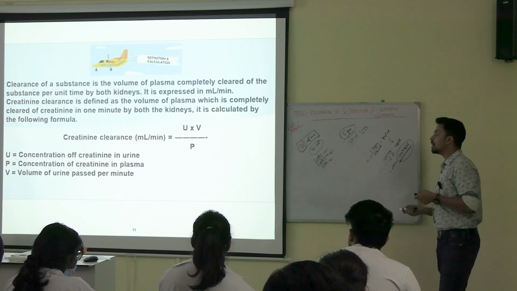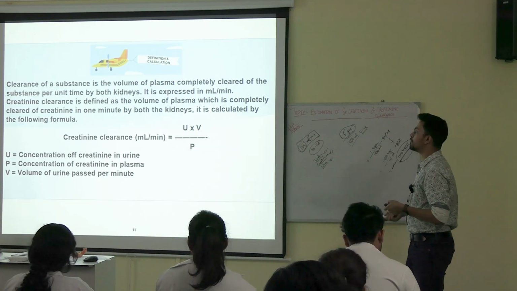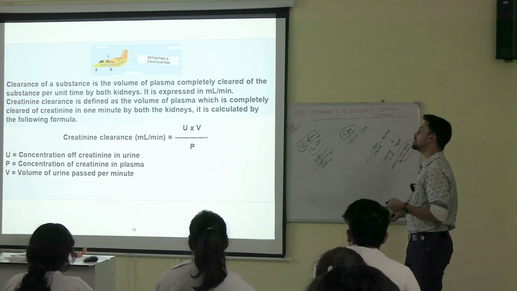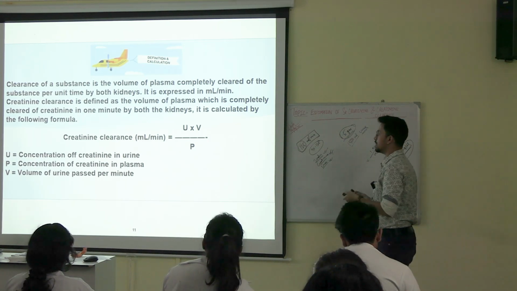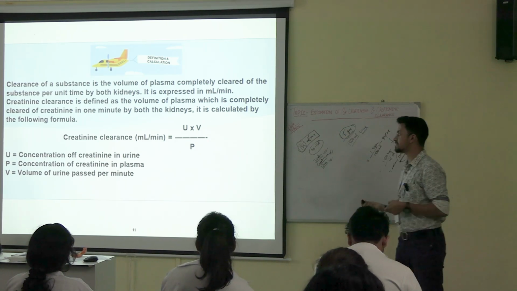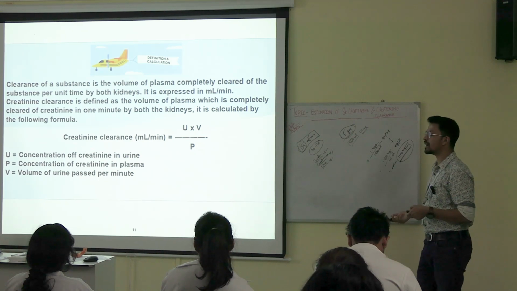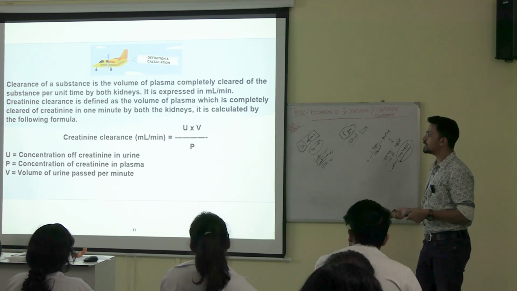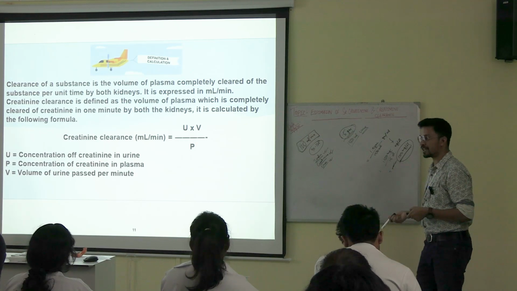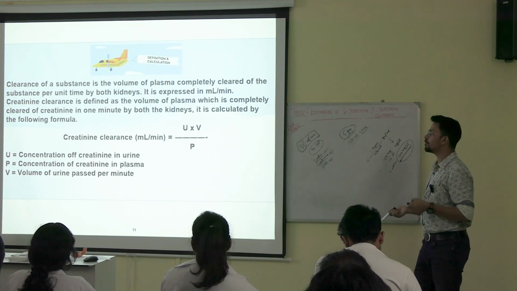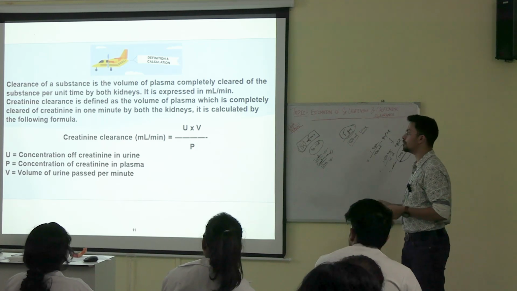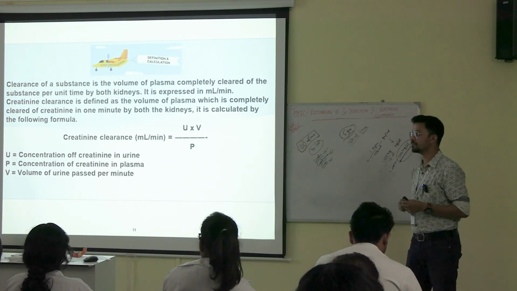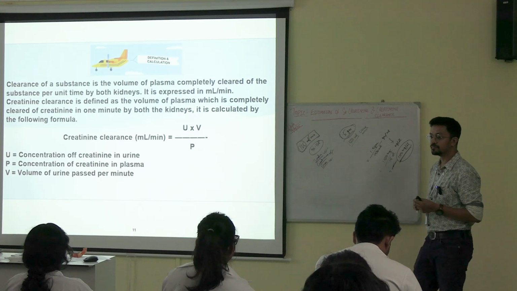Fine. Now it is calculated by the following formula: creatinine clearance is equal to U into V divided by P. Now what do U, V and P mean? U means the concentration of the creatinine in the urine. Second is P, the concentration of the creatinine in plasma, and V is the volume of urine passed per minute. Now, can anybody tell me how you can estimate the volume of urine that you are passing per minute? How to estimate it?